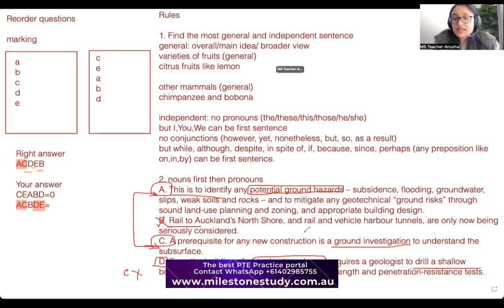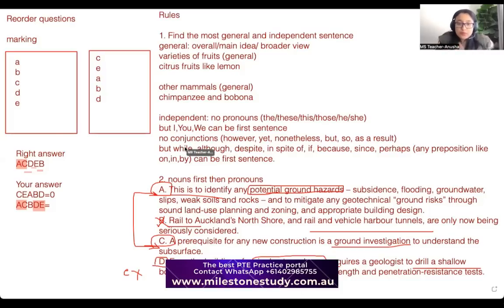Okay, see, because this has got other items like harbor tunnels and so on. Okay, so B does not relate to anything. C, A, and then D. So my point here is first find the independent sentence. C is the independent sentence.